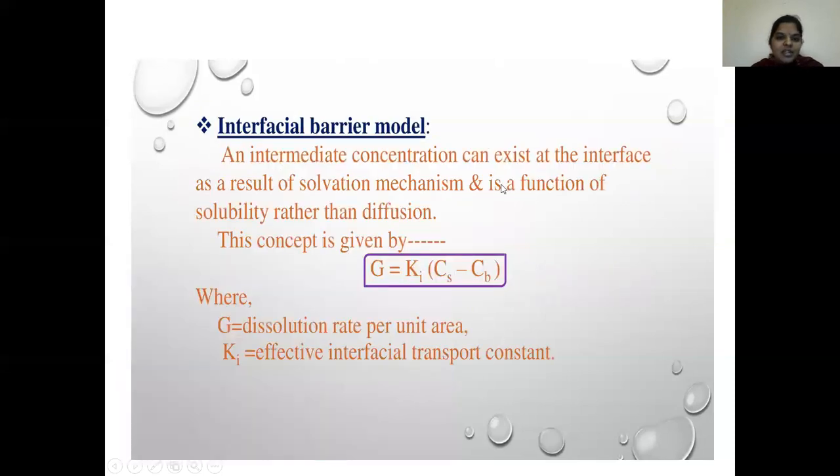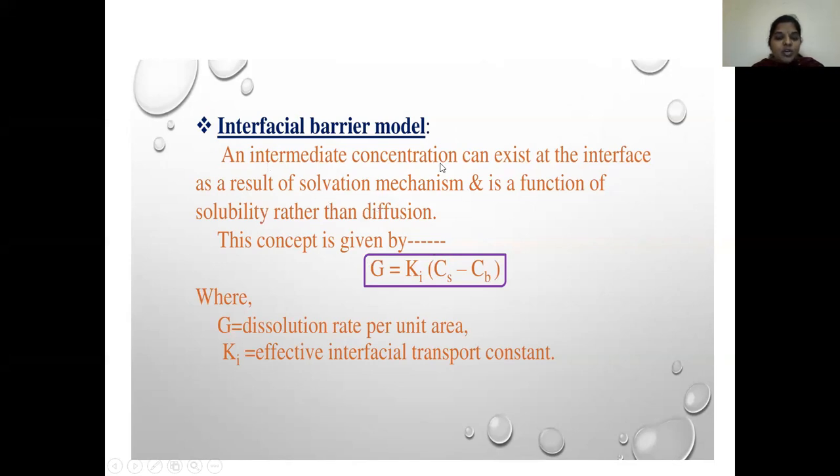And the last, third one is the interfacial barrier model or surface renewal theory. Okay, it is called the interfacial barrier model. An intermediate concentration can exist at the interface as a result of the solvation mechanism and is a function of solubility rather than diffusion. In this case, the drug molecule will undergo a solvation process rather than diffusion. It doesn't undergo the diffusion mechanism.